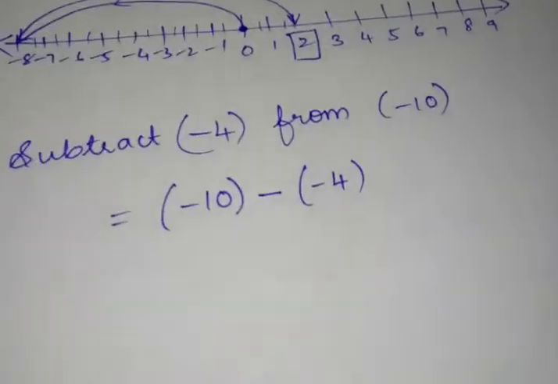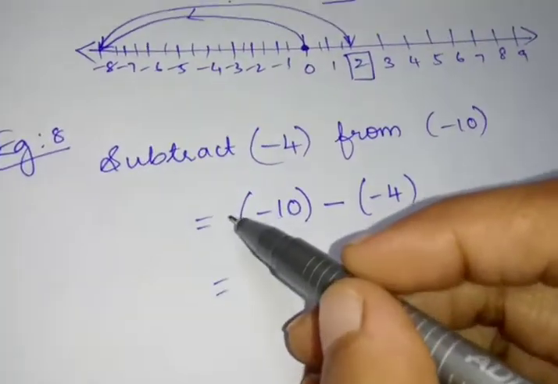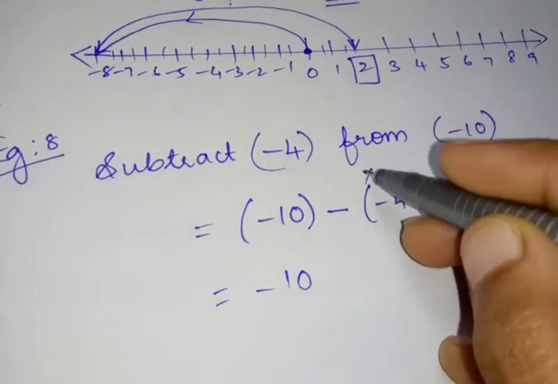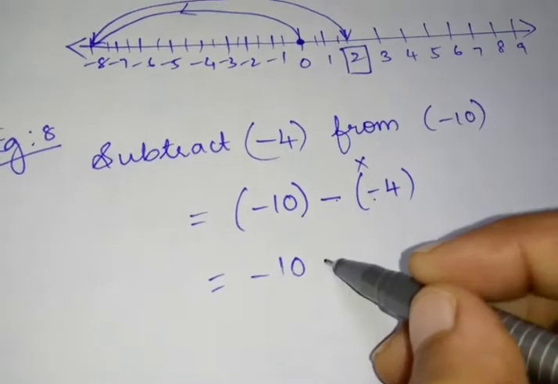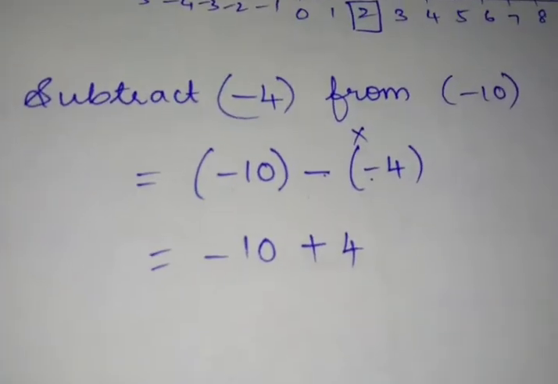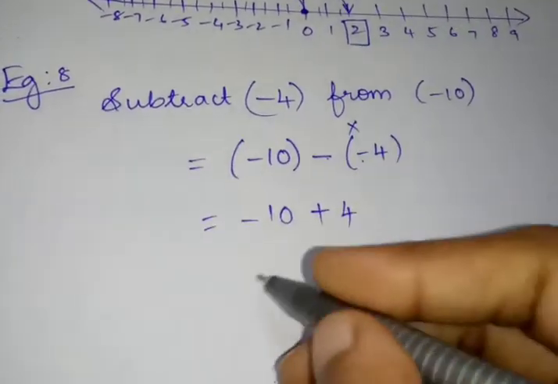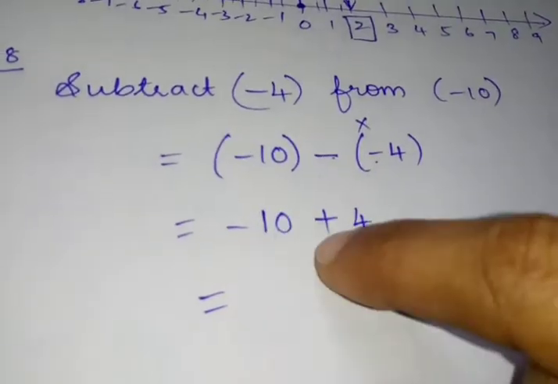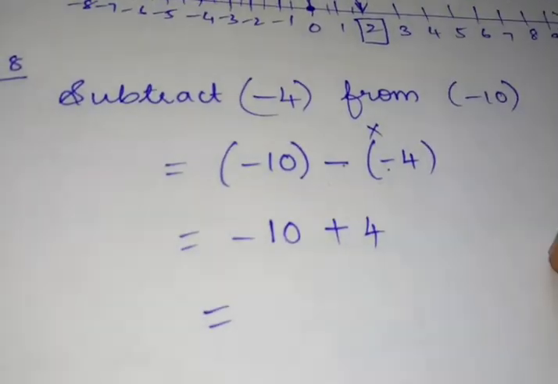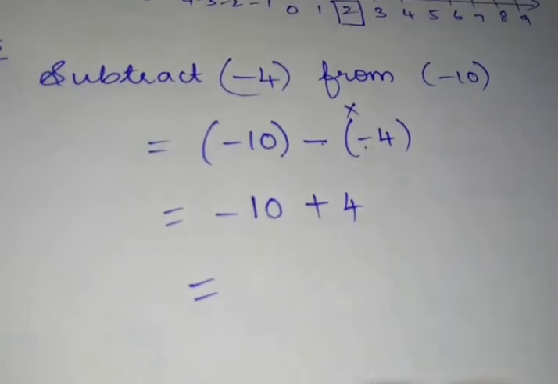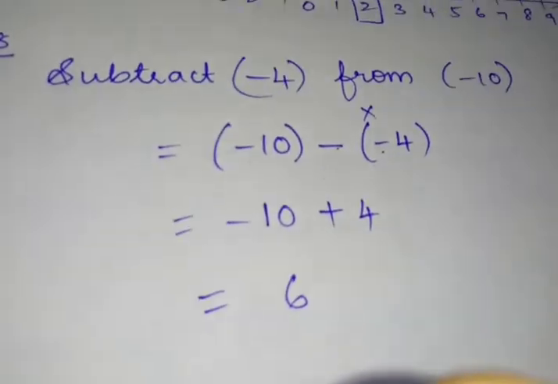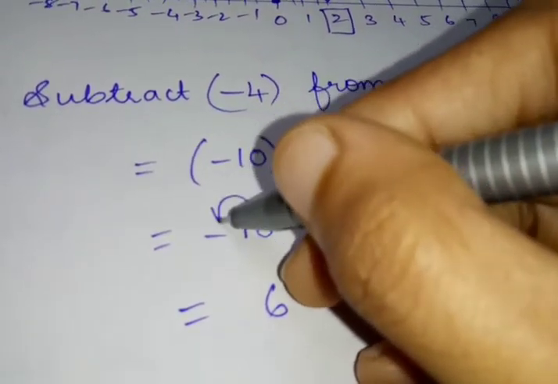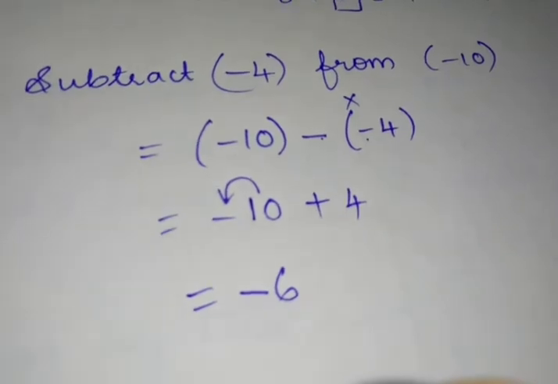Now as usual, minus 10 minus bracket means multiplication. Minus into minus, plus 4. So minus 10 plus 4. Now see, children, they have used different signs, right? So what should you do? You should subtract it. 10 minus 4 is 6 and put the greater number's sign. What is your greater number? 10. What is the sign of 10? Minus. So minus 6 is your answer.